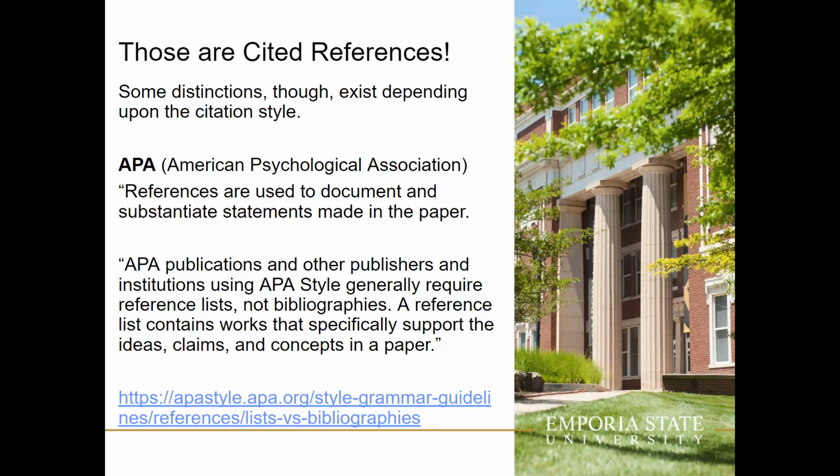So many of you are familiar with APA, the American Psychological Association. And if you've written any papers or articles in APA style, you know that your references at the end of that specific work are actually titled references. So in APA, a reference list contains works that specifically support the ideas, claims, and concepts in a paper. Anything that's referred to in an in-text citation within that paper or work in APA style is indeed cited at the end of that work in something called references.